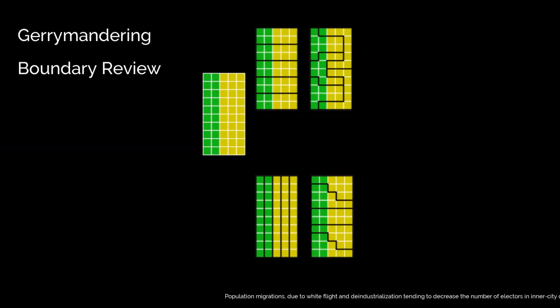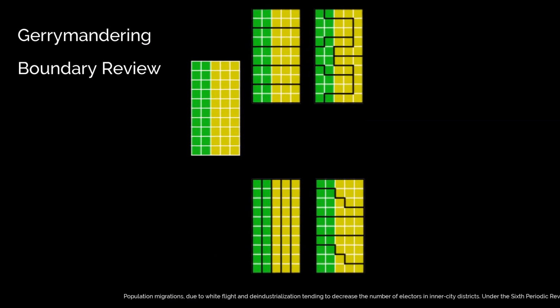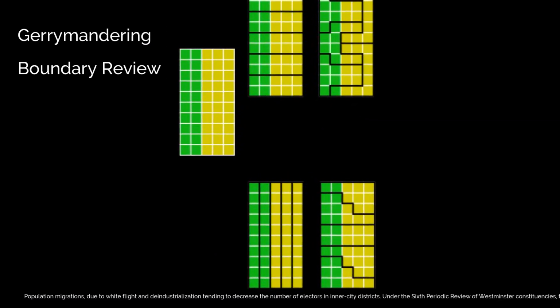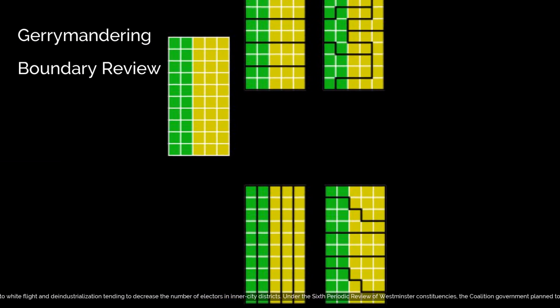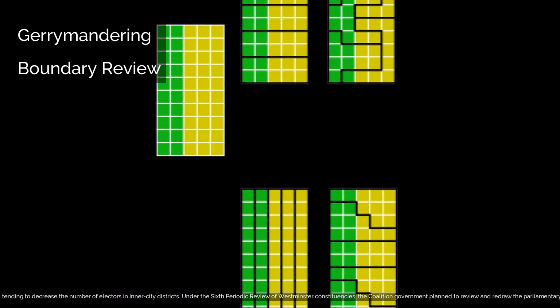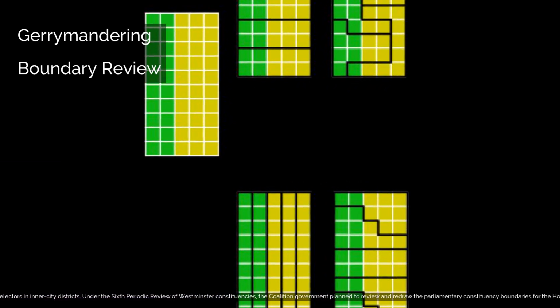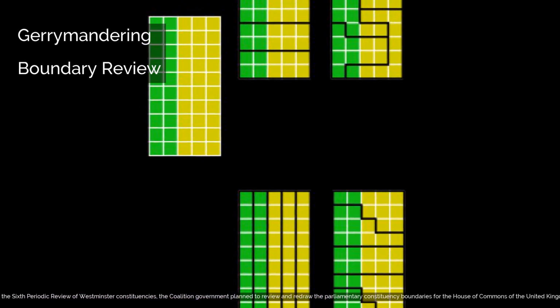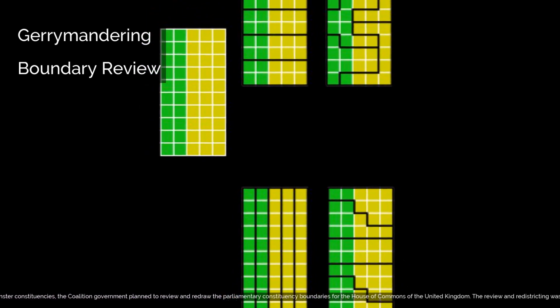Population migrations, due to white flight and deindustrialization, tend to decrease the number of electors in inner-city districts. Under the 6th Periodic Review of Westminster constituencies, the coalition government planned to review and redraw the parliamentary constituency boundaries for the House of Commons of the United Kingdom.